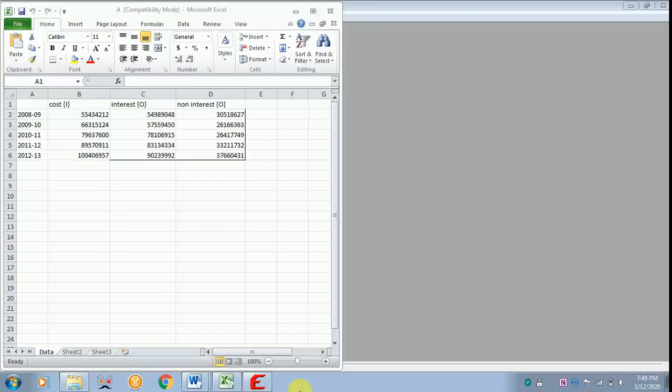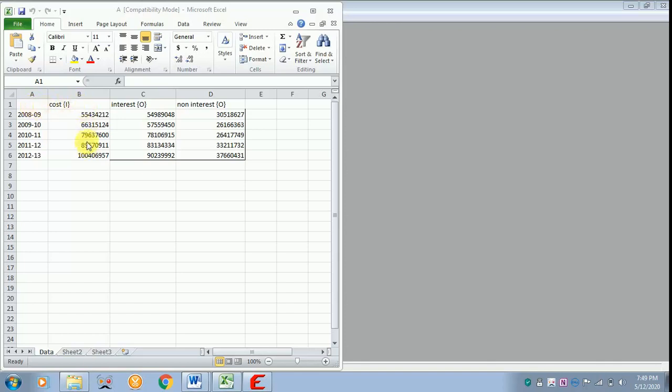Today I'll be teaching how to calculate the performance of the various banks and decide which bank is super efficient. So the data is on my screen. You have to type the data, that is the year. This is called DMU, that is the decision making units.